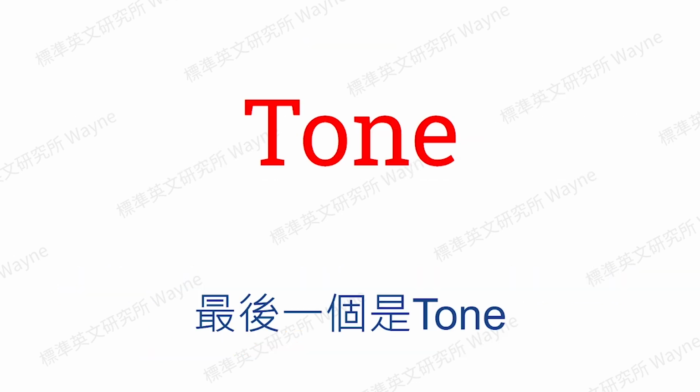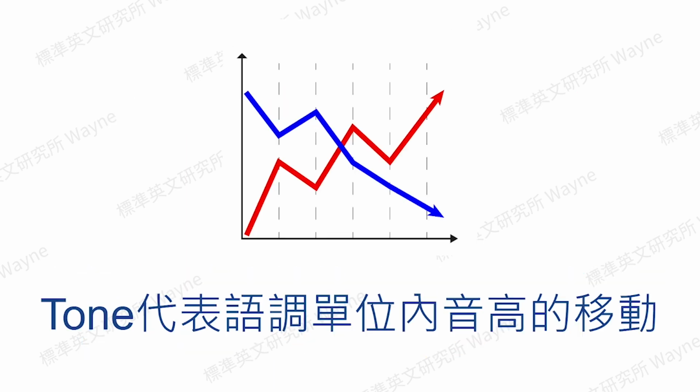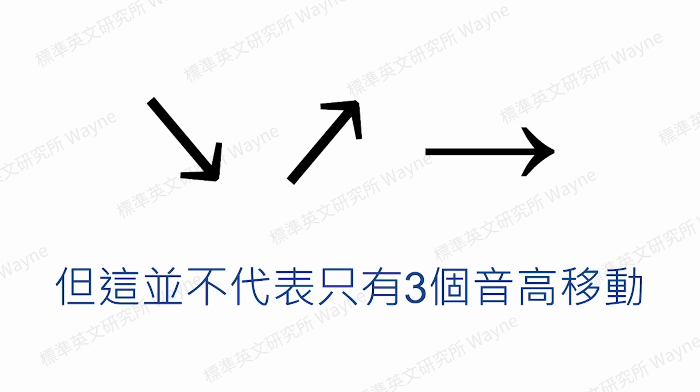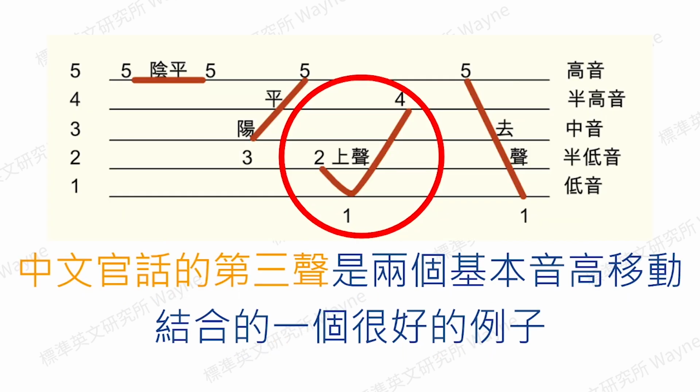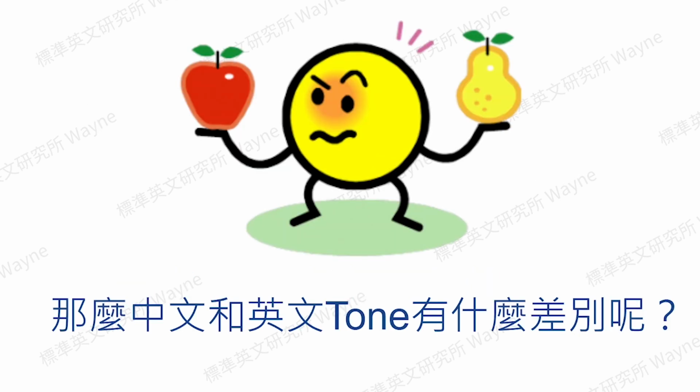The last one is tone. Native Chinese speakers should be familiar with the term tone, since it's one of the most important elements in Chinese. Tone represents the movement of pitch within the intonation unit. The basic movements of pitch are falling, rising, and remaining level. But that does not mean there are only 3 pitch movements. You can actually combine them and have infinite pitch movements. The third tone of Chinese Mandarin is a good example of the combining of 2 basic pitch movements. A falling and a rising movement of pitch are combined. So what's the difference between Chinese tone and English tone?